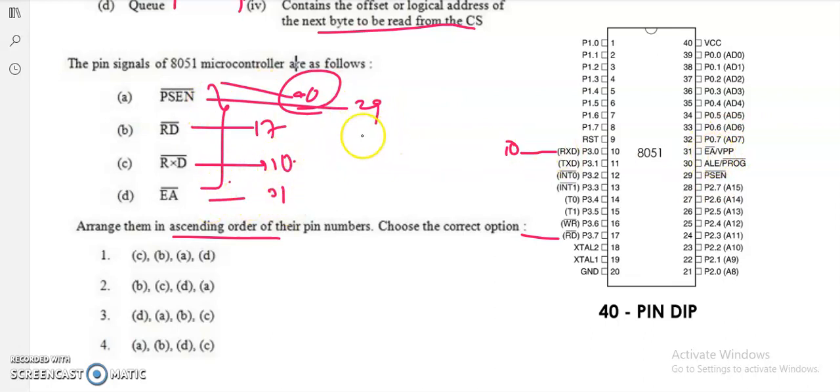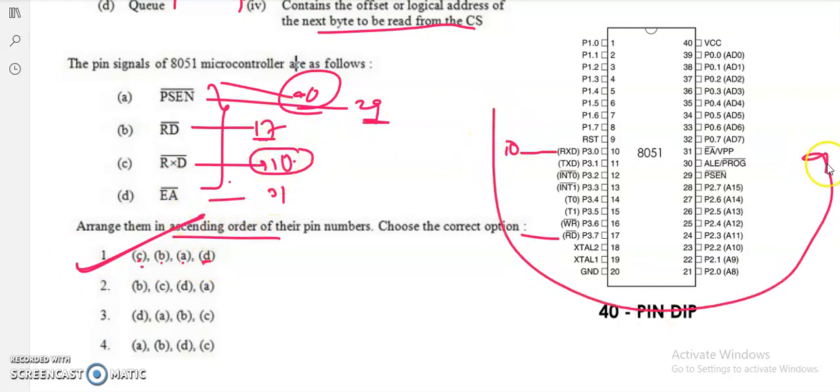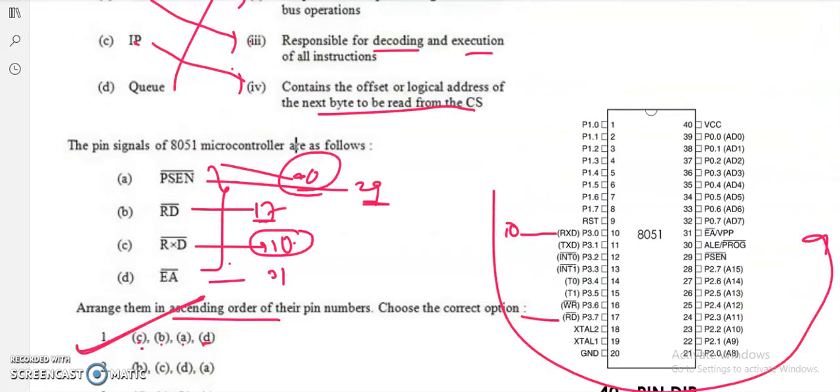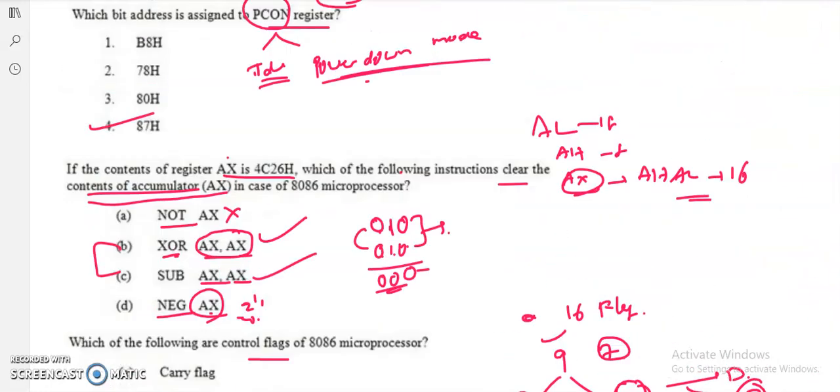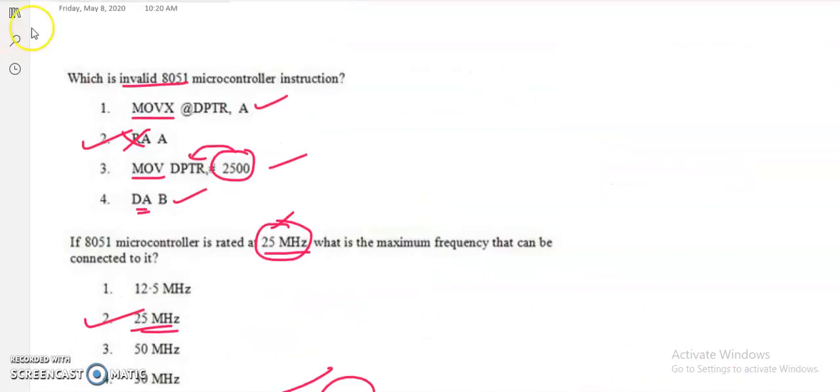So in ascending order, first is RxD, that is option C. So the order is C, B, A, D. First is C, next is B, next is A, and the last one is D. So here the first option is the correct one. For this one you have to remember the pin diagram of the 8051 microcontroller. These are the questions given in June 2019 regarding the microprocessor and microcontroller. Thank you.